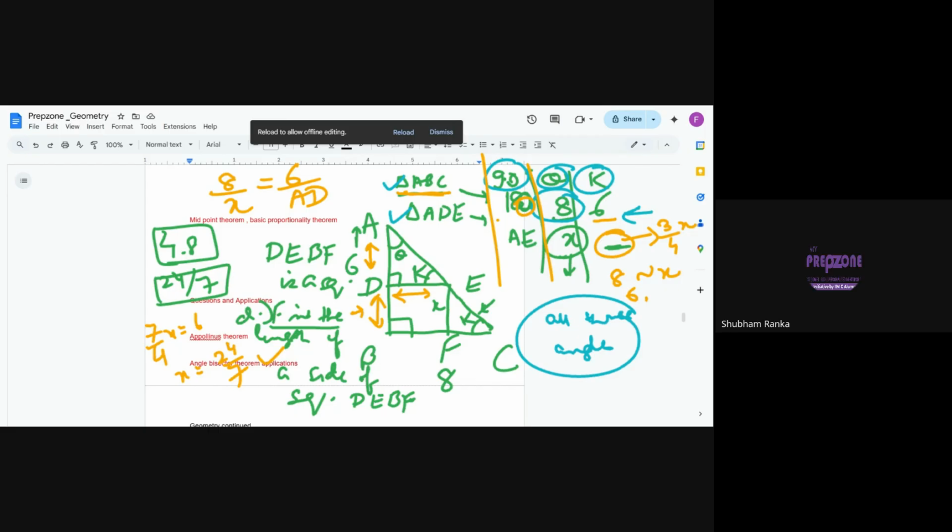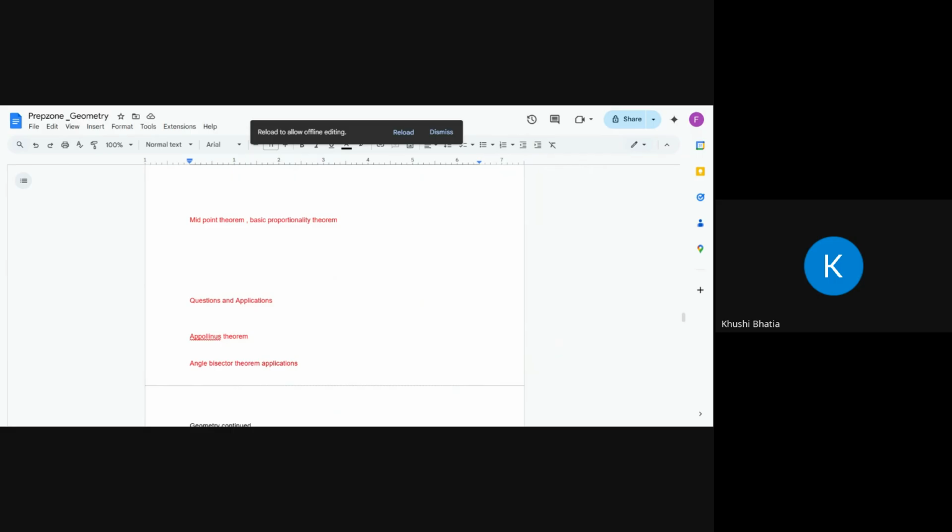Yeah, so this is one use of similarity which I did. So practice more questions, which are in the ebook, no? When you practice, you will develop more confidence. Okay, so we'll move on to basic proportionality theorem.